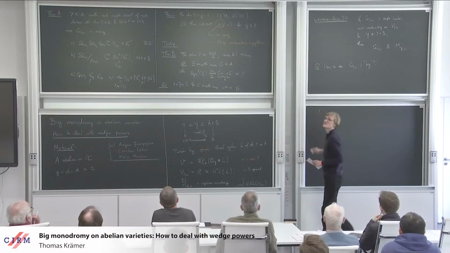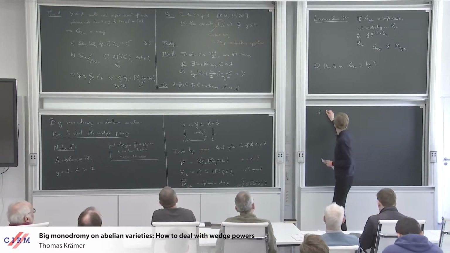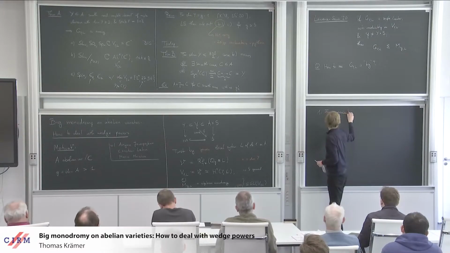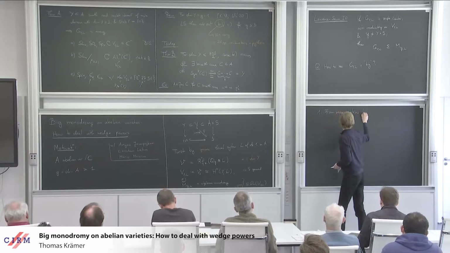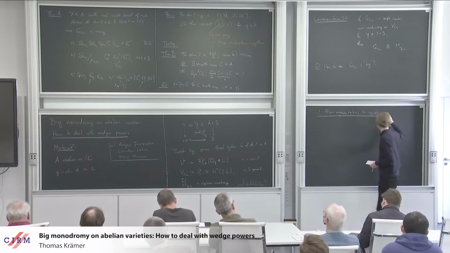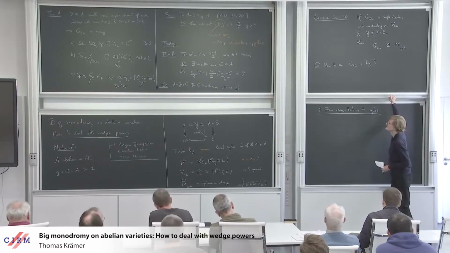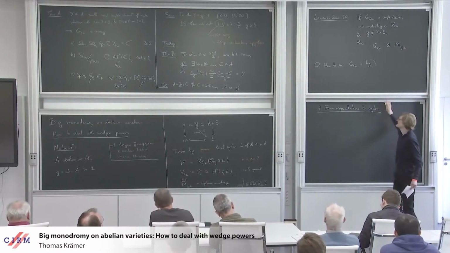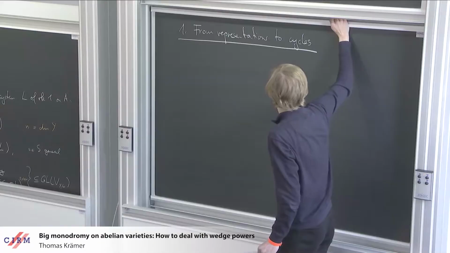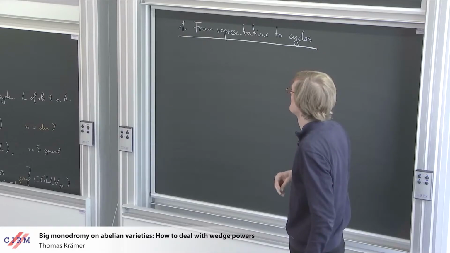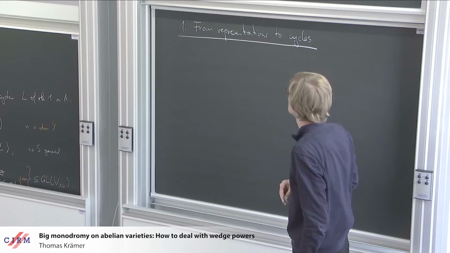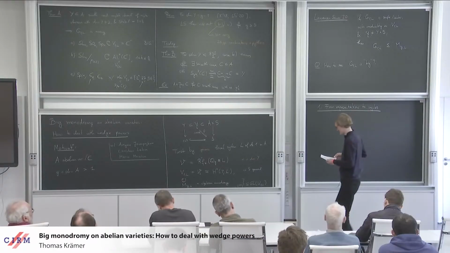And now I want to discuss a little bit of the proof. So the idea is, instead of doing combinatorics, trying to do geometry. So first we pass from group representations to characteristic cycles of perverse sheaves, and then we do some conormal geometry to understand these characteristic cycles for wedge powers.